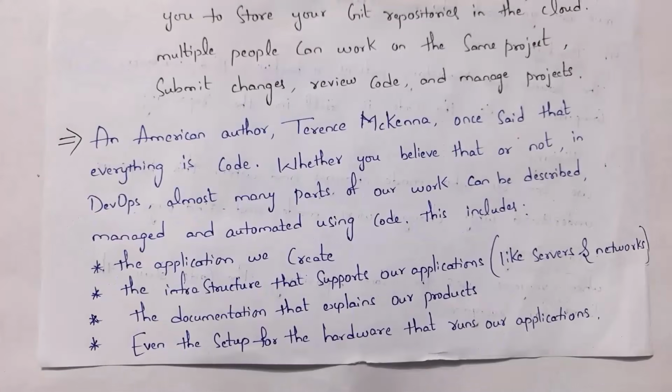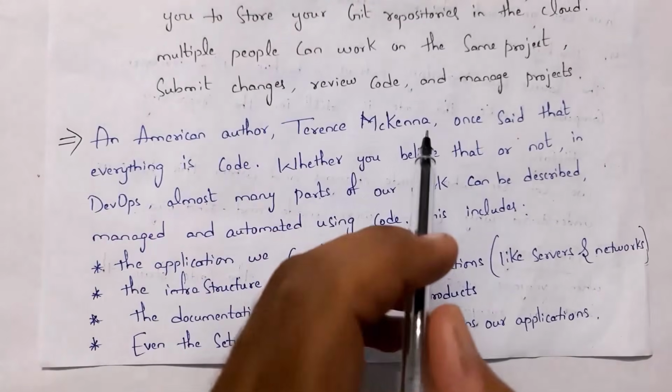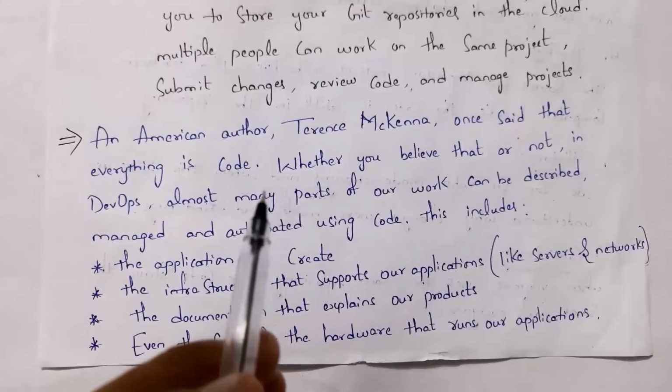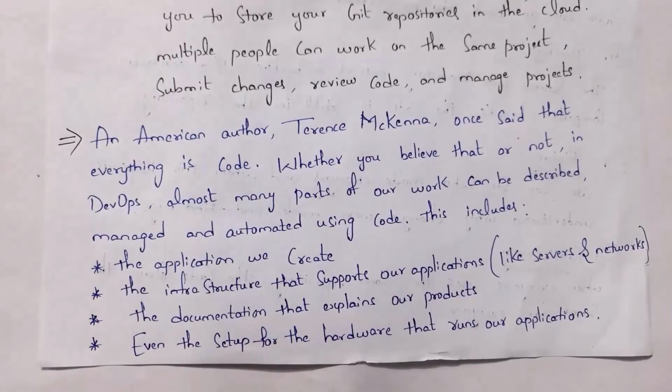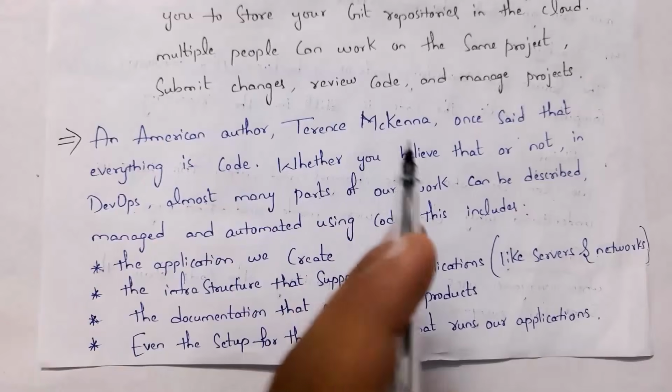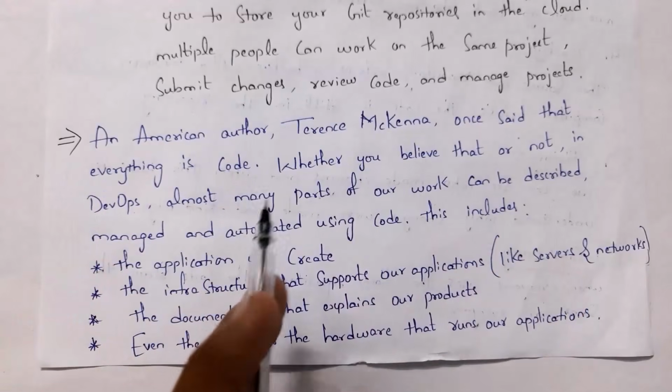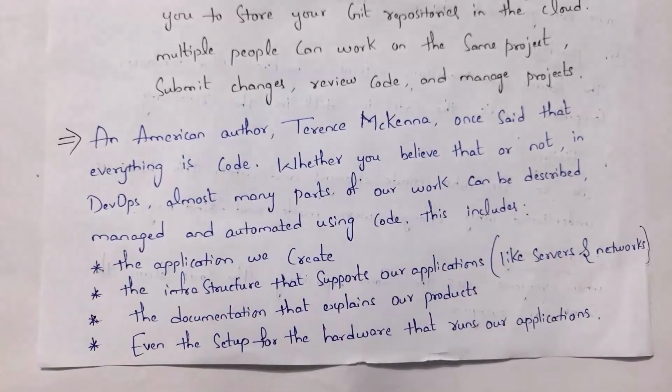Guys, there is an American author. His name is Terence McKenna. He made one statement. He said that everything is code. But whether you believe that or not, in DevOps almost everything is code. Many parts of work can be described, managed and automated using code. For example, I want to create an application. For that purpose, I need to write code. So in DevOps, after creating the application, you need to set up infrastructure. That is, you need to set up servers as well as network in order to place our application.